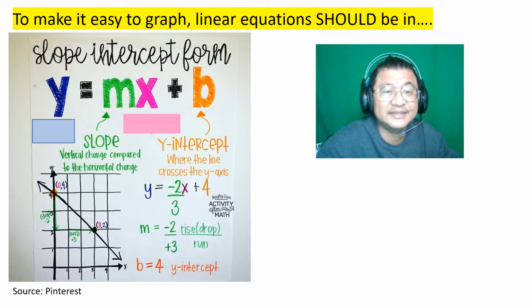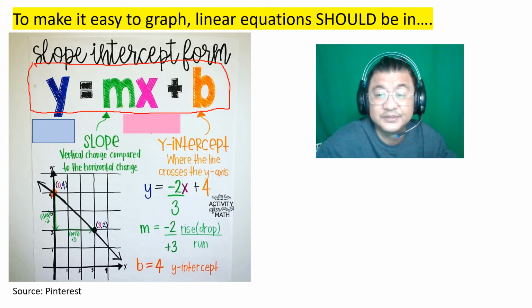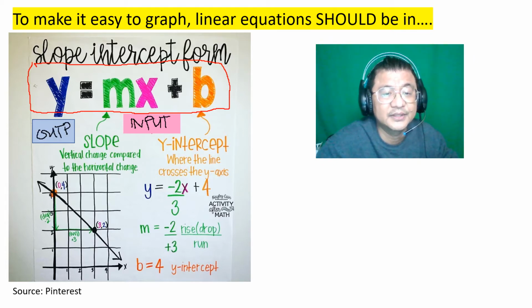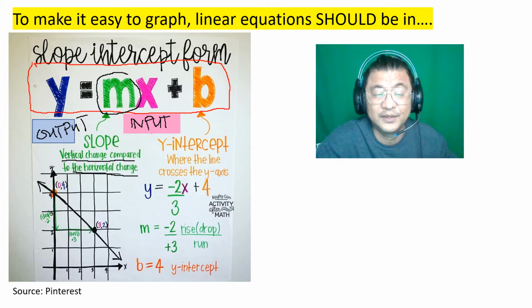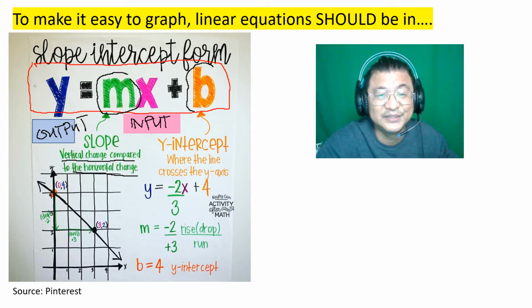To make it easy to graph, a linear equation should be in the slope-intercept form. We've learned this before: y equals mx plus b. There's a link in the prerequisite skills where you could watch the video again. x is the input value and y is the output value. The number beside the x is the slope. Slope is the vertical change compared to the horizontal change, y2 minus y1 over x2 minus x1. And b is where the line hits the y-intercept.